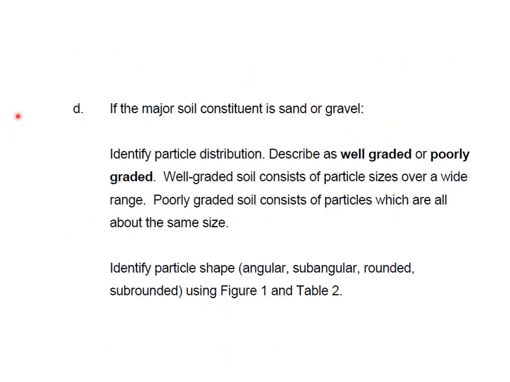Next, if the major soil constituent is sand or gravel, identify particle distribution. Describe as well-graded or poorly graded. Well-graded soil consists of particle sizes over a wide range. So a wide range of particle sizes is present. Poorly graded soil consists of particles which are all about the same size. Or you can say there is no good representation of particles of various sizes. Identify particle shape: angular, subangular, rounded, subrounded, using figure 1 and table 2.